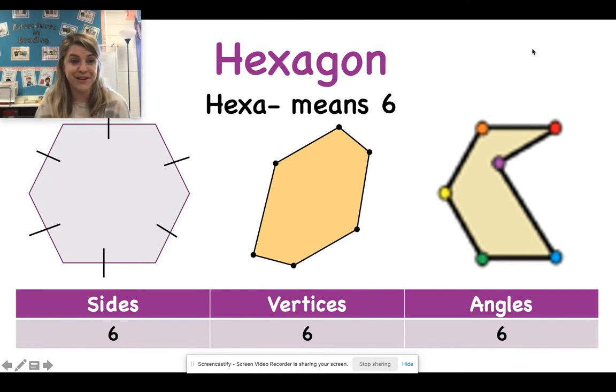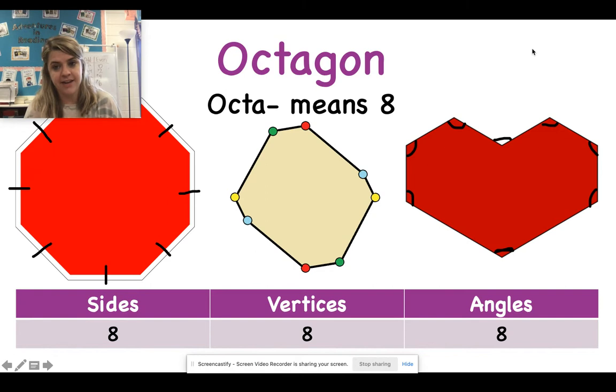And our last one that we went over yesterday is an octagon. Remember, it doesn't matter what it looks like, it only matters how many sides it has. So if we see a shape that has 8 sides, 8 vertices, and 8 angles, then we know that is an octagon, because octa means 8. Even this one over here that looks like a heart is still an octagon. 1, 2, 3, 4, 5, 6, 7, 8 sides. It has 8 angles, it has 8 vertices, so it is an octagon.